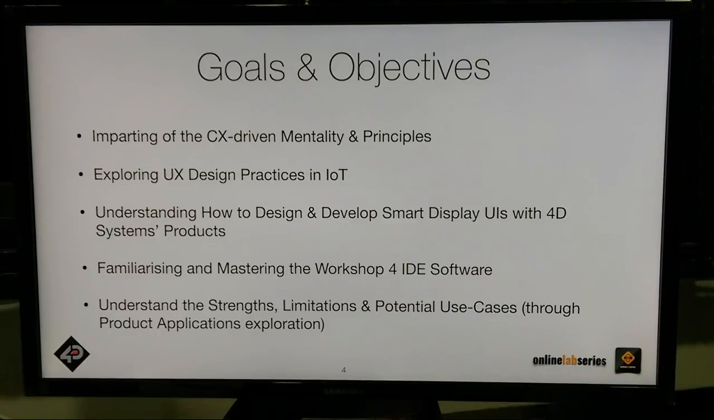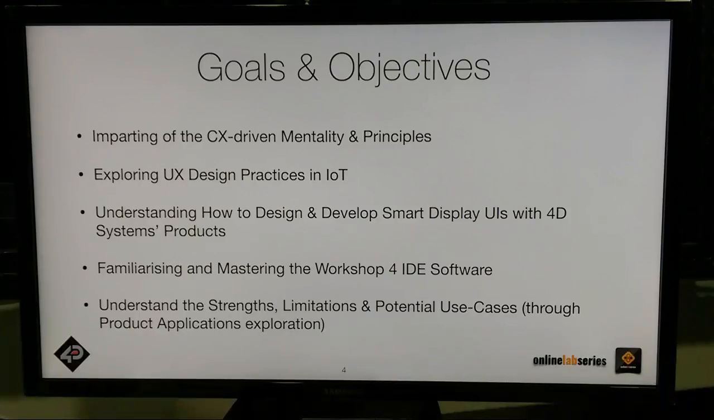Then we come to the most important objective of this particular lab series, to understand how to design and develop smarter displays using the products by 4D Systems. With that, it will also be crucial for you as a product designer and developer to know how to master the Workshop 4 IDE, which is a software created by 4D Systems, and which is a really good software, by the way. I've been using it for months now. It's really easy to use.